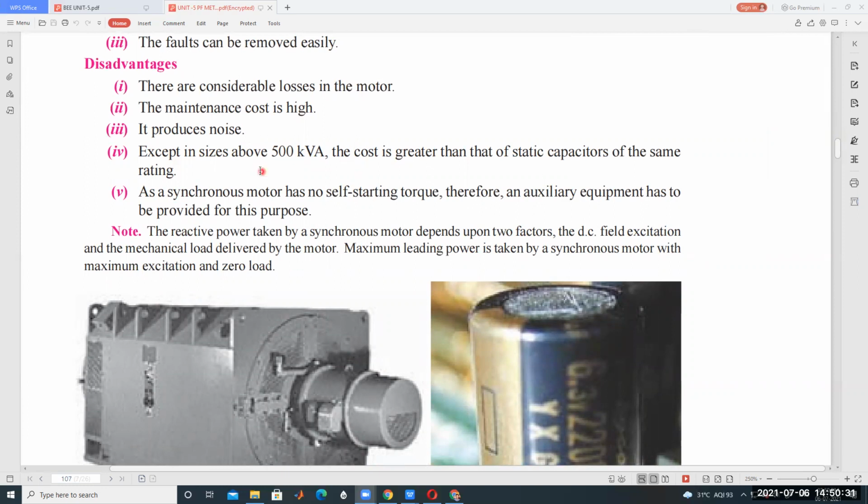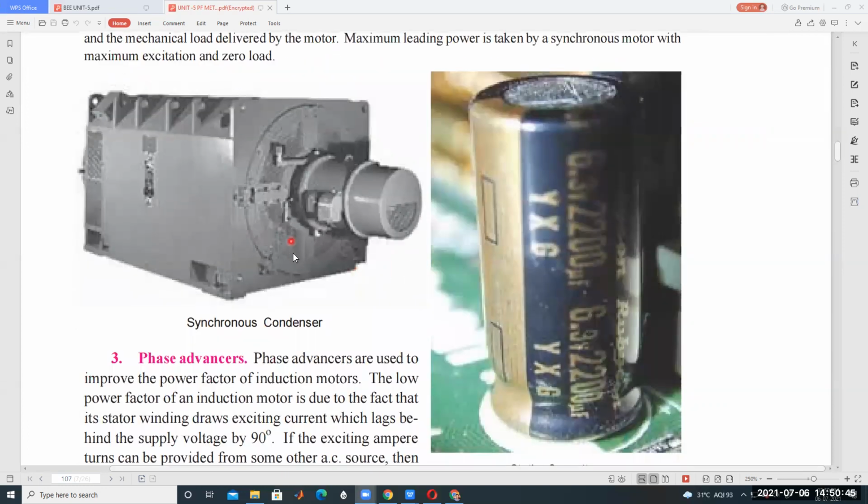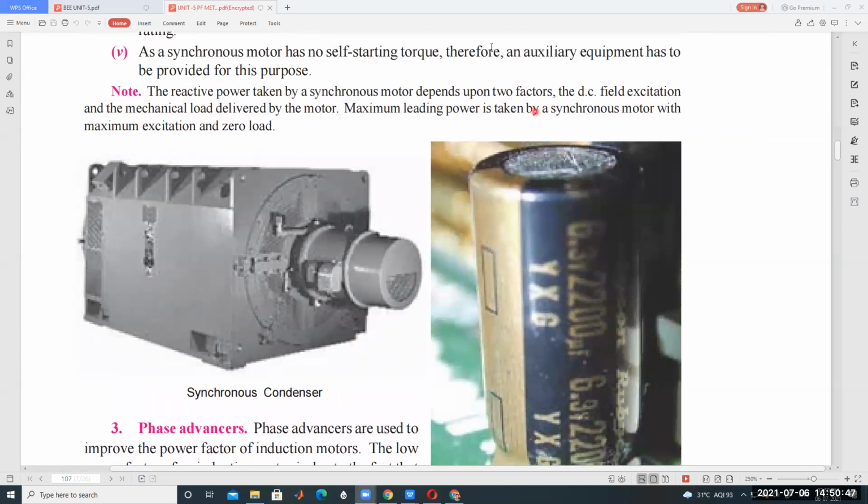A synchronous motor has no self-starting torque, therefore auxiliary equipment has to be provided for this purpose, at extra cost. This is the synchronous condenser.